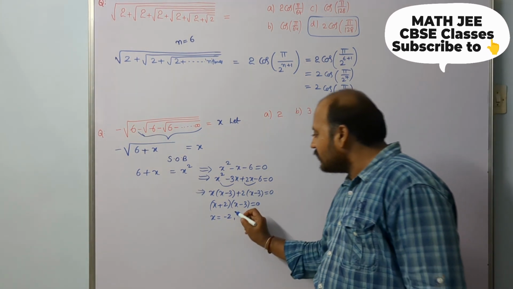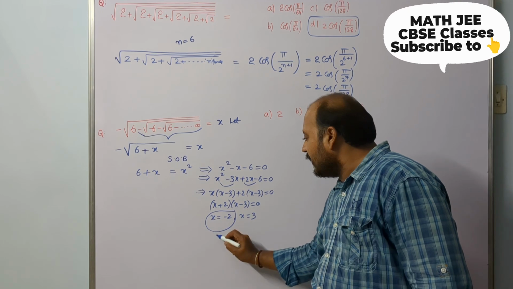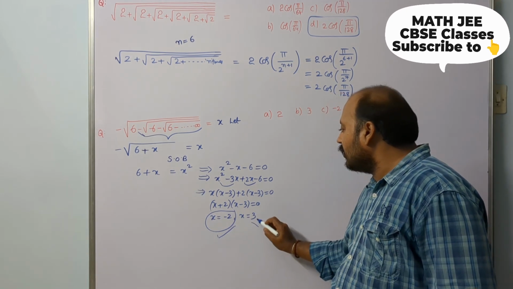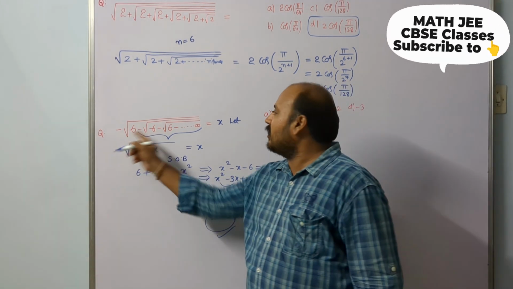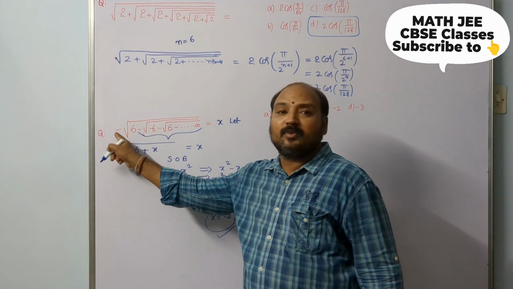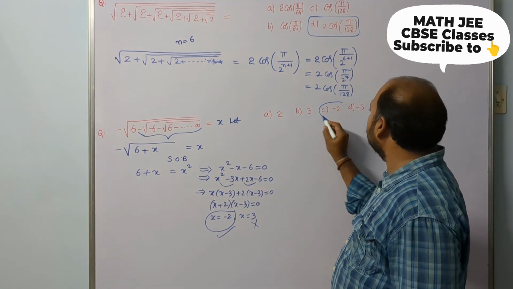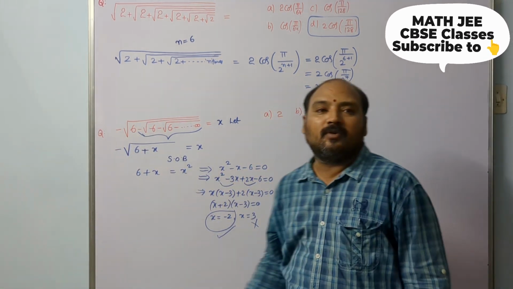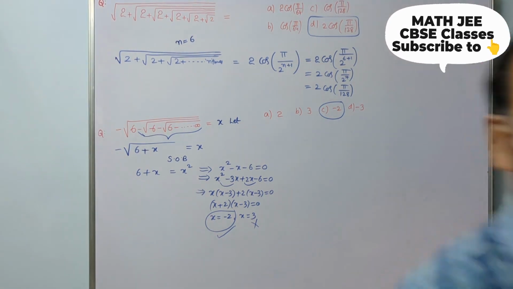So among that, the value we have to consider is x is equal to minus 2, not 3, dear students. Why? Because the given x value is negative here. So x is equal to minus 2 is the right answer. We'll move on to another question.